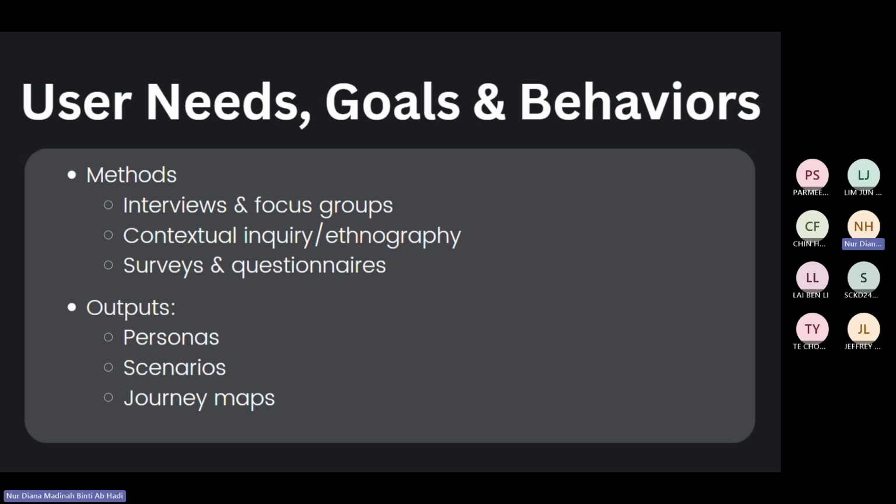User needs, goals, and behavior. How do you find out about the user needs, goals, and behaviors? We have a few things that can be done. First, we can go and do some interview or focus group. We can have some contextual inquiry or ethnography. We can give them some survey and questionnaires. So based on all of these three methods, you can have different output. The first one is you can have the personas. You can have the scenarios. You can have the journey maps. So far, do you have any questions?